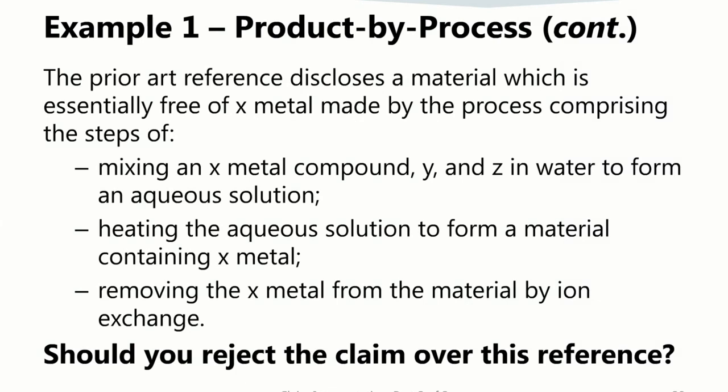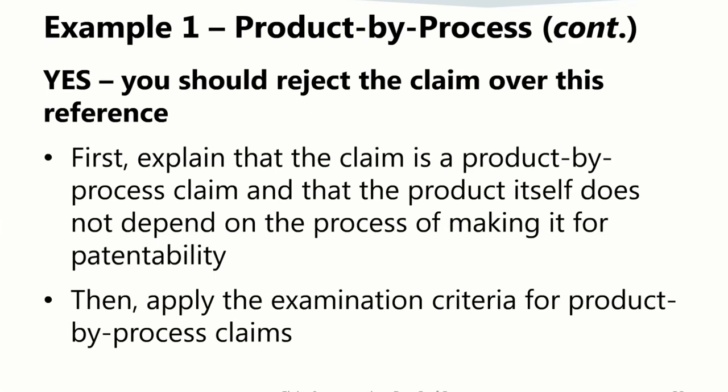A prior art reference was found which discloses a material essentially free of X metal, but made by a different process. Should you reject the claim over this reference? Yes, you should reject the claim.